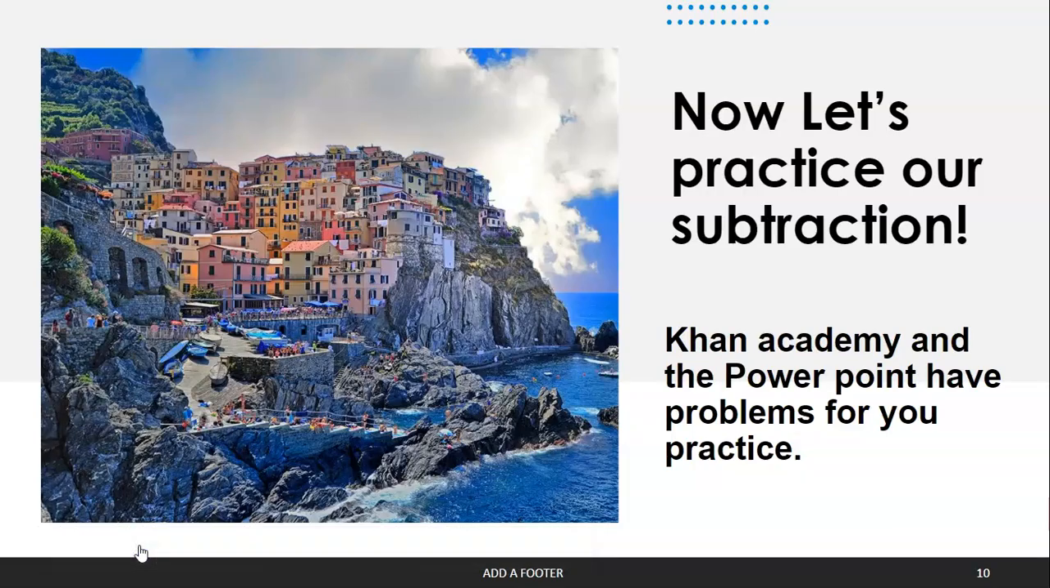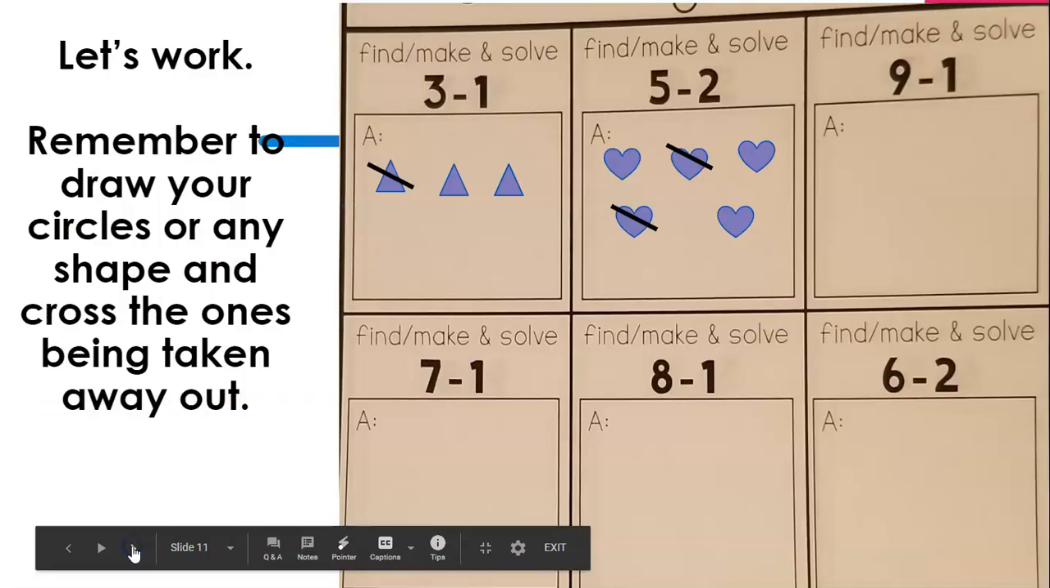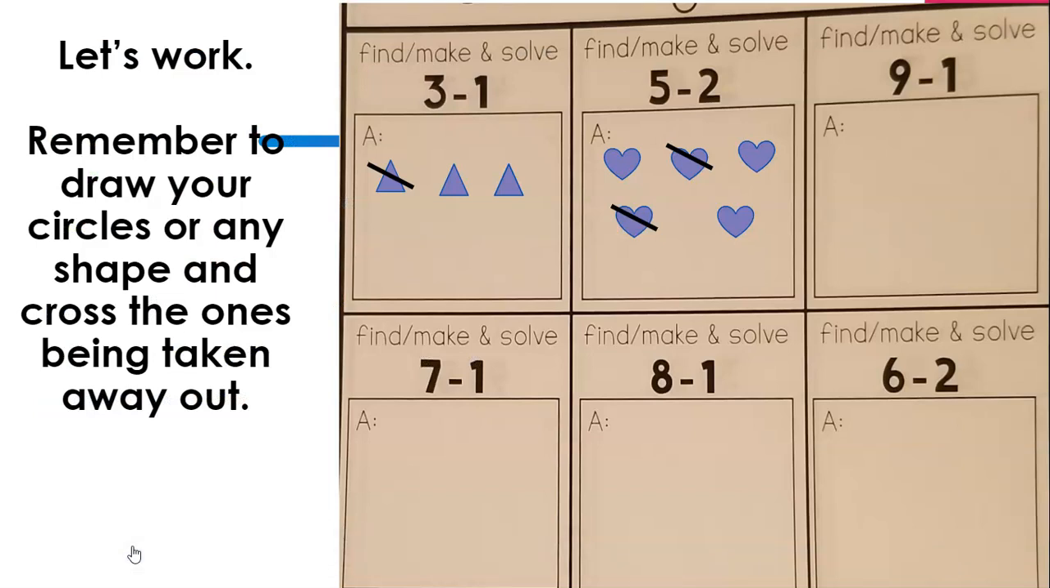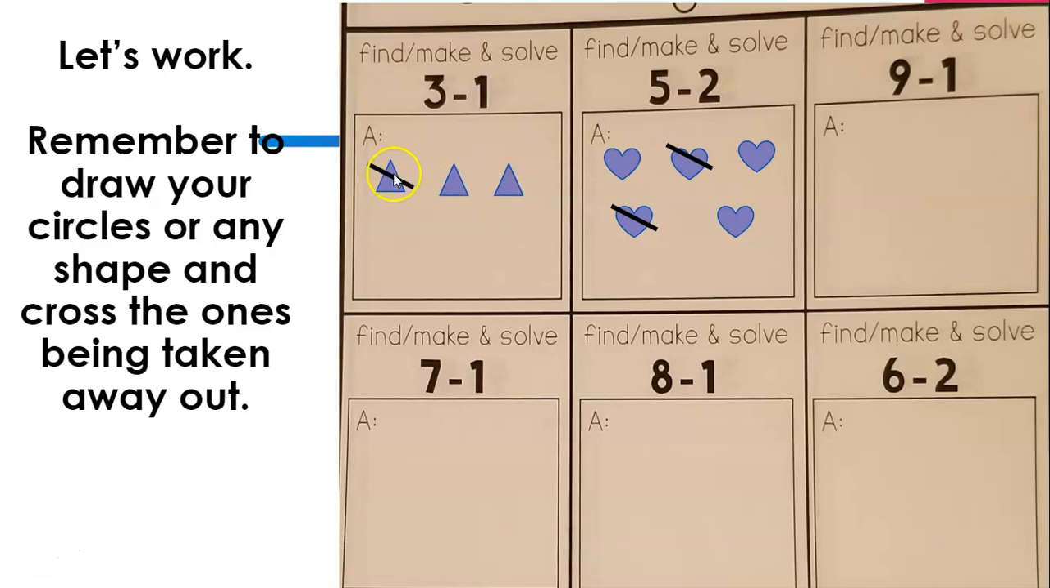Now let's practice our subtraction. Make sure you're using Khan Academy and the PowerPoints for your problems. Alright, here we go. Let's work. I've got 3 triangles minus 1. So 3 minus 1. How many do you have left? Here's my 3. 1, 2, 3. Minus 1. How many is not crossed out? 1, 2. Good job. 2 are not crossed out.